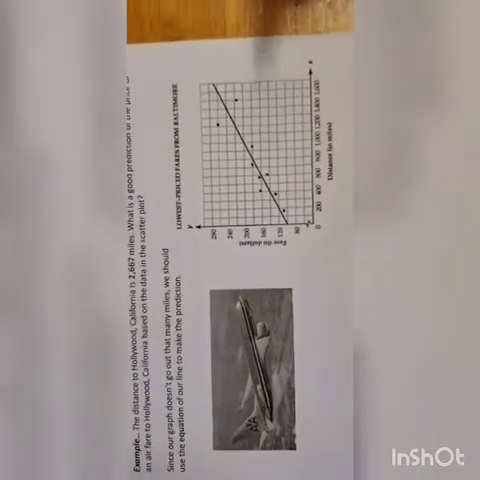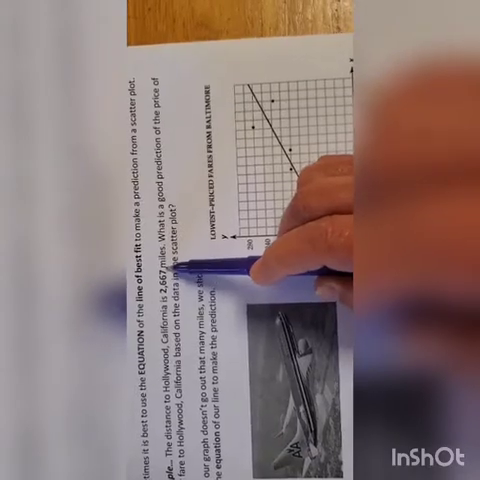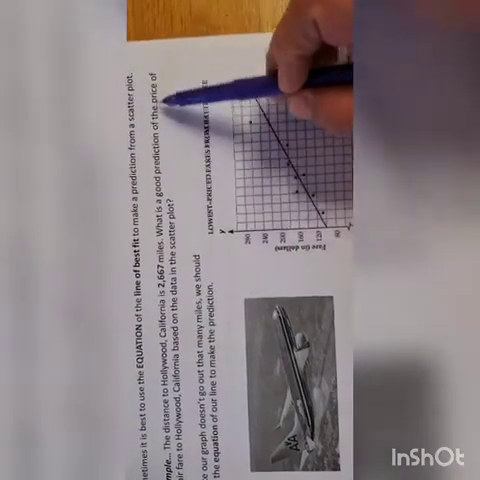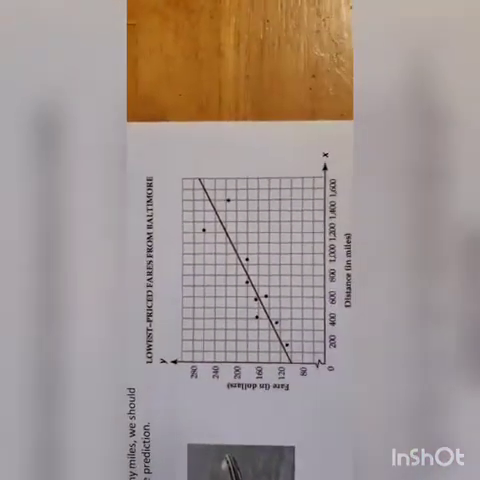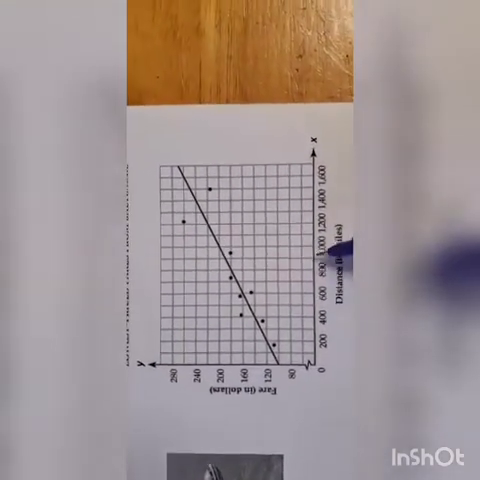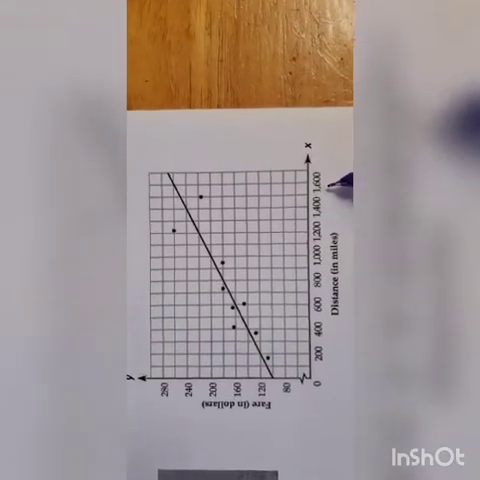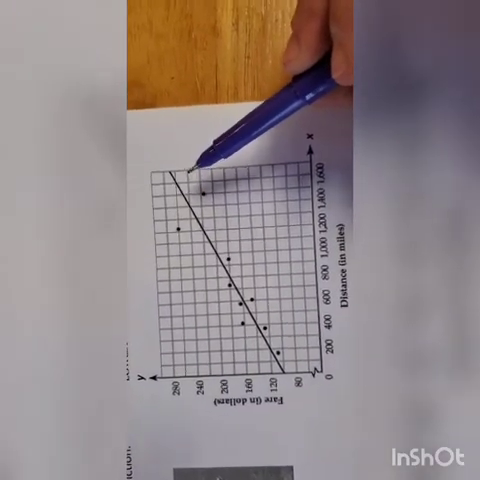So sometimes it's easy to use the equation of the line of best fit to make a prediction from the scatter plot. For example, the distance to Hollywood, California is 2,667 miles from Baltimore. What would be a good prediction of the price of the airfare to Hollywood based on this scatter plot? If we look down here at our scatter plot, if we want to look at 2,667 miles, our graph only goes out to 1,600 miles. So we're not able to use this graph to predict the amount of money it's going to cost because we run out of distance here.